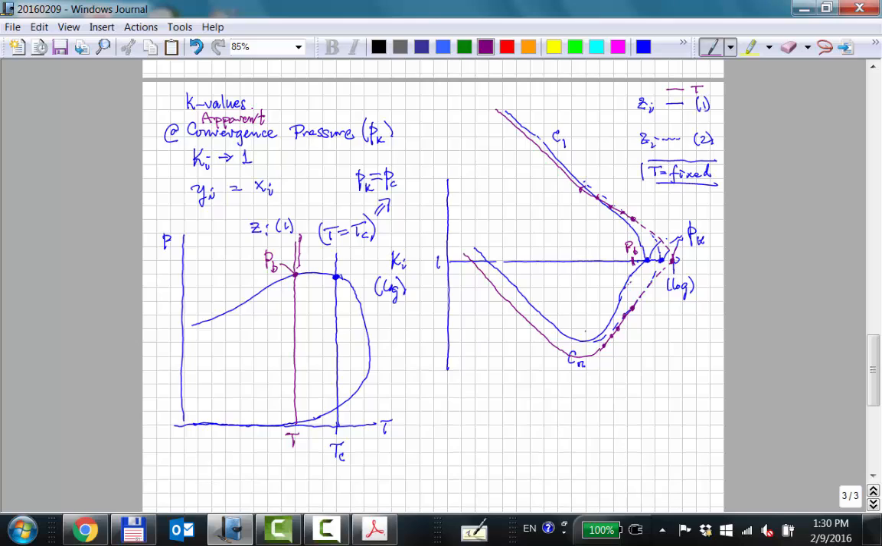Because unless you are at the critical temperature of the mixture, in which case the convergence pressure is the critical pressure, all other temperatures left and right of the critical, you cannot measure K values out to a convergence pressure. So it's an apparent convergence pressure. But they always seem to be appearing to converge. All right? So that's what we call that.